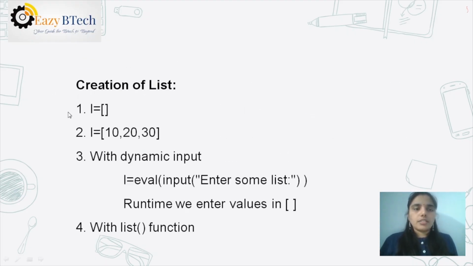Next, how to create a list. We can create an empty list with square brackets, or enter some elements. And next, with dynamic input. For integers we use the int predefined function, for float the float function, and similarly complex, bool, and str. But for list, tuple, set, dict, we use the eval predefined function. So L of eval of input, and then we have to enter values in square brackets at runtime.